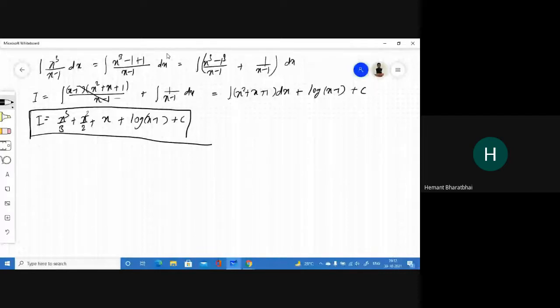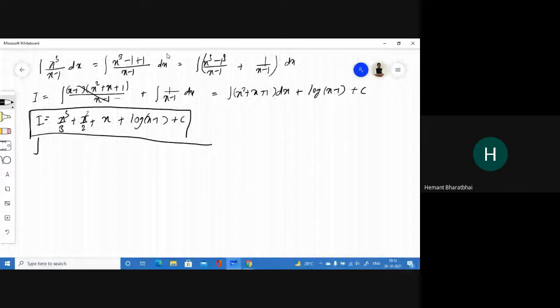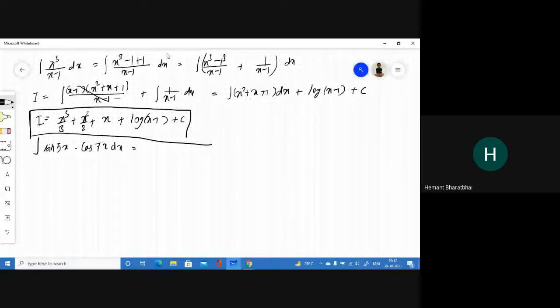Next, I have something like this. Integration of sine of 5x into cos of 7x dx. So we have a separate formula for sin x, we have a separate formula for cos x. We don't have a formula like this. So we will have to apply the trigonometric formula.